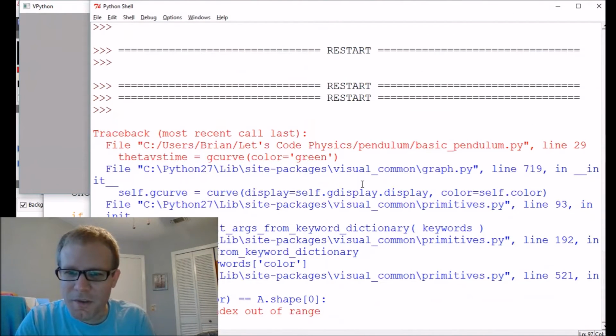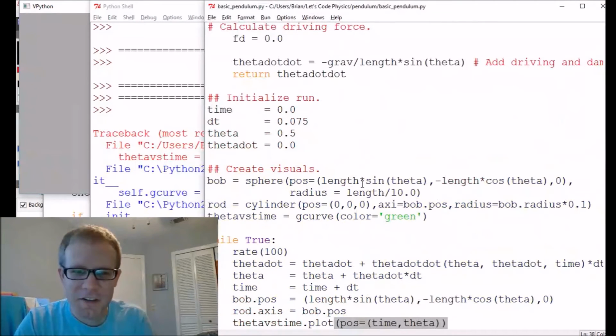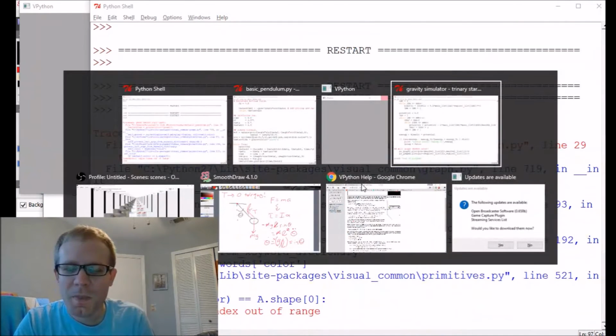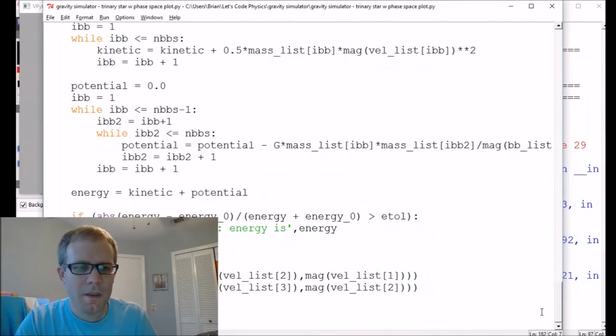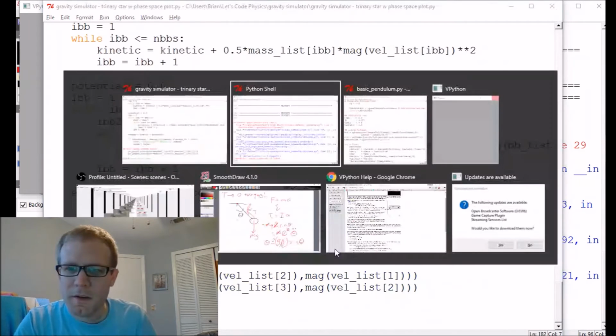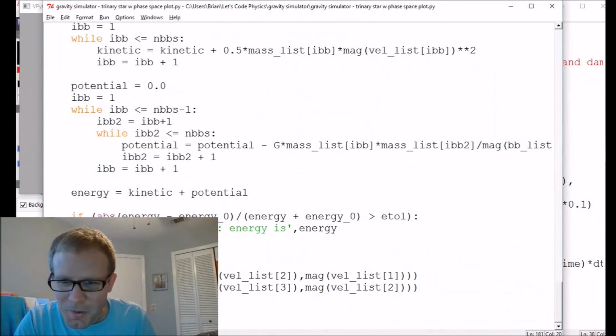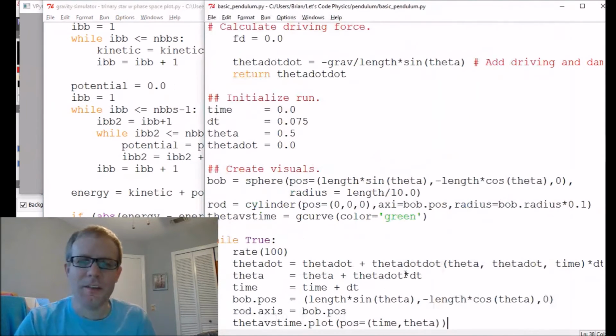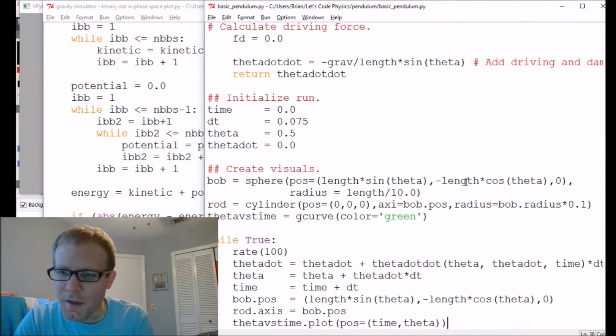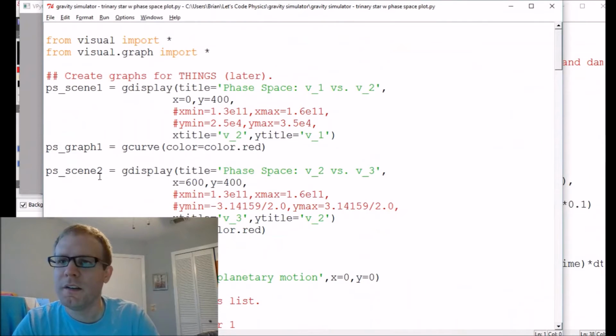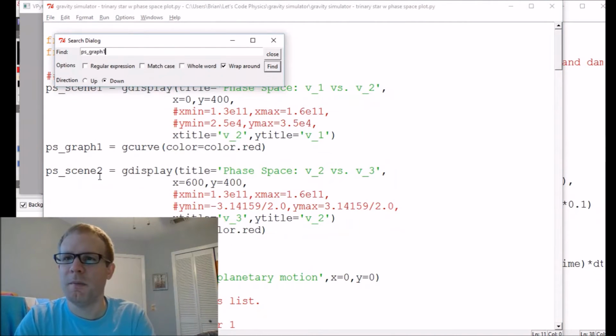All right, let's give that a run. Oop. Tuple index is out of range. That's unusual. What did I do wrong? I'm referencing this as an example from before. So position should equal something comma something, right? All right, so I've got my G-curve. I was using a G-curve up here, right? G-curve, ps_graph1. Y'all remember this code, right?